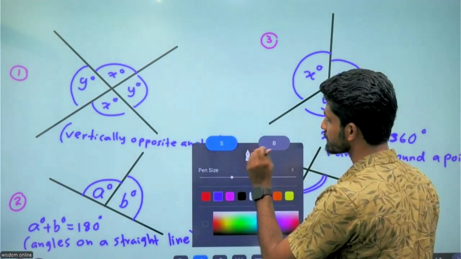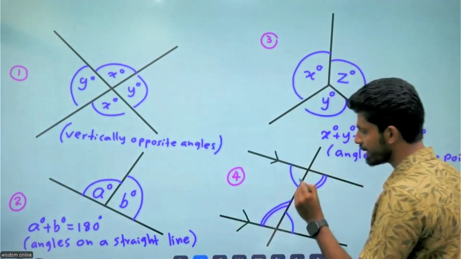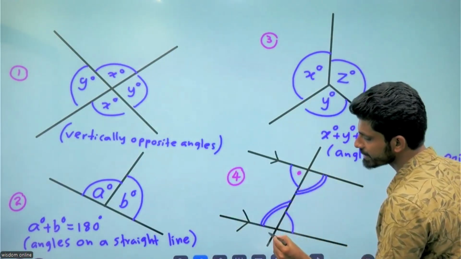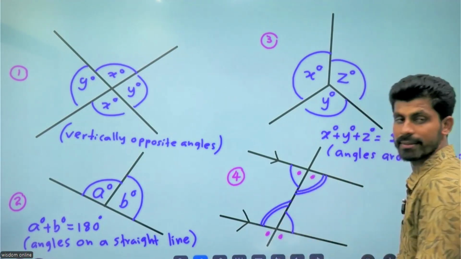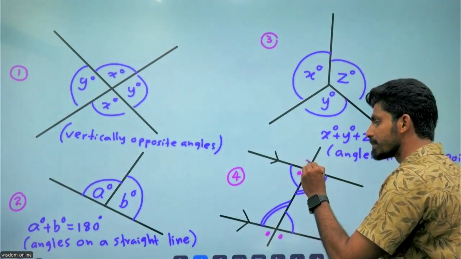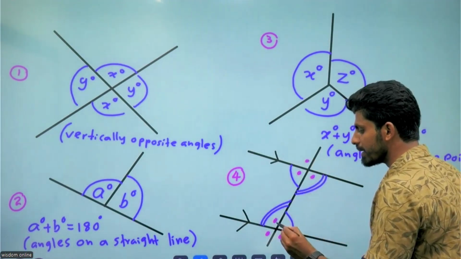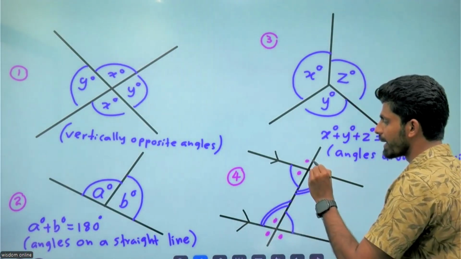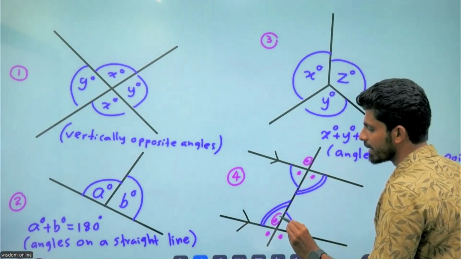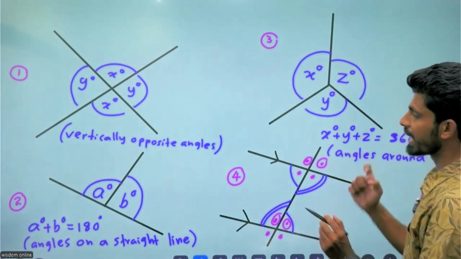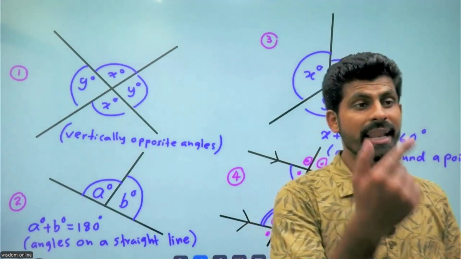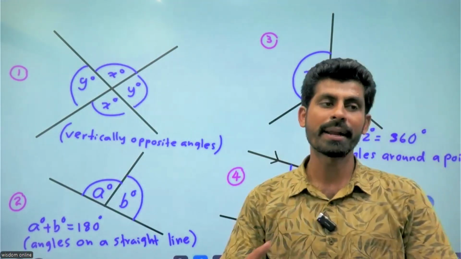Corresponding angles are equal. I'm going to mark corresponding angles in pink color. Corresponding angles are equal, forming the letter F. Those angles are equal.